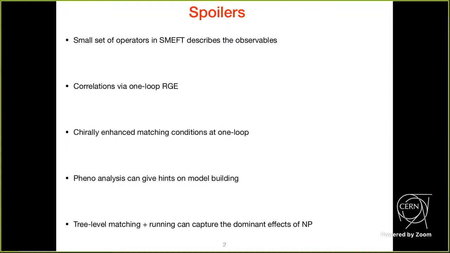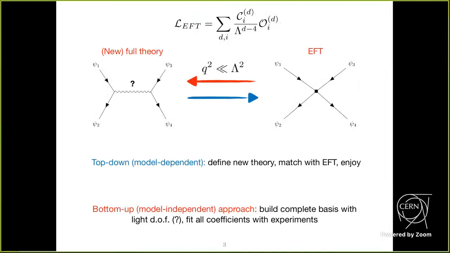And lastly, I will show that this tree-level matching plus the running can numerically give a very good approximation of full theory calculations. So it can catch the dominant effects of new physics theories. I'll just start with a very quick introduction to EFT.